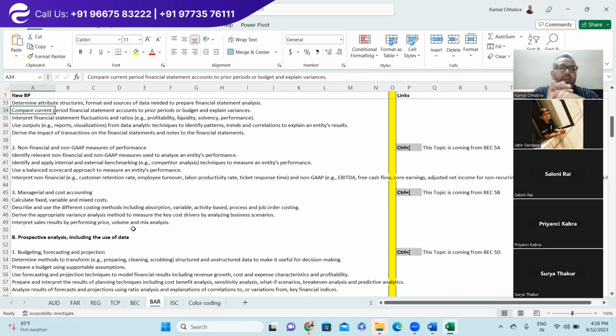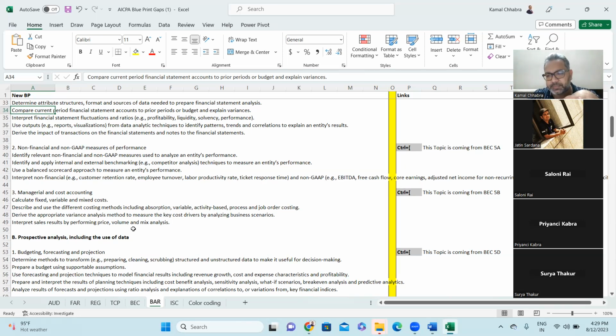The second topic we'll be covering here is non-financial, non-GAAP measures of performance. How can these non-GAAP items measure the financial statement? For example, ratio analysis. Ratio analysis is not part of GAAP, but it gives a great insight about the company: its liquidity, solvency, profitability, performance, its ability to pay debt and interest, and continuity of the business. Make sense? Are you guys with me?